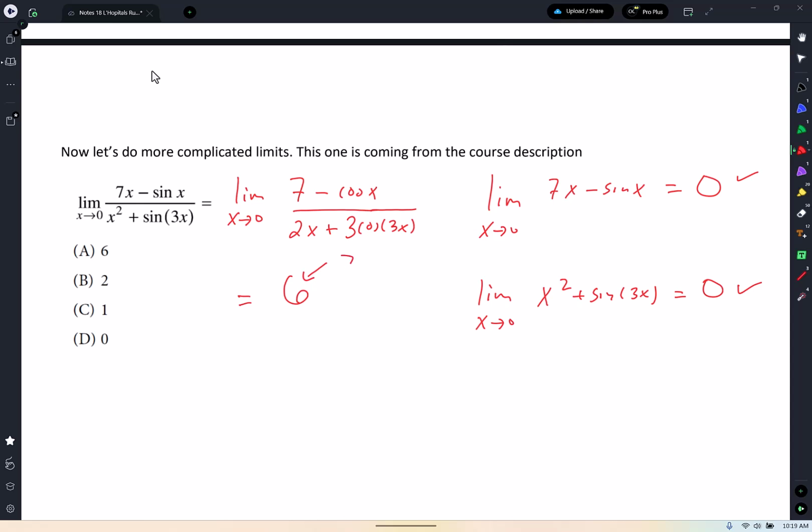So where did that come from? Let me write good notes. 7 minus cosine of 0, and for good notes, cosine of 0 is 1. And I'm dividing that by, as it says, 2 times 0 plus 3 cosine of 0. Cosine of 0 again is 1. 1 times 3 is 3.